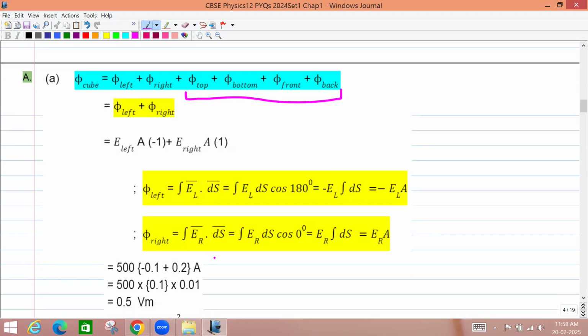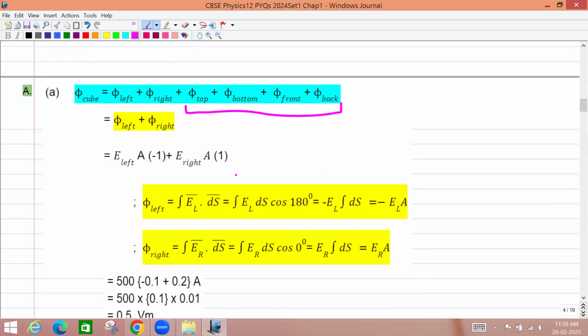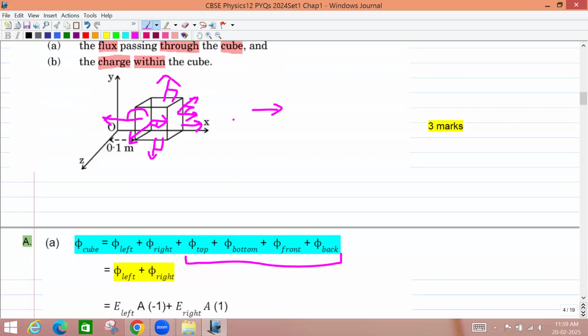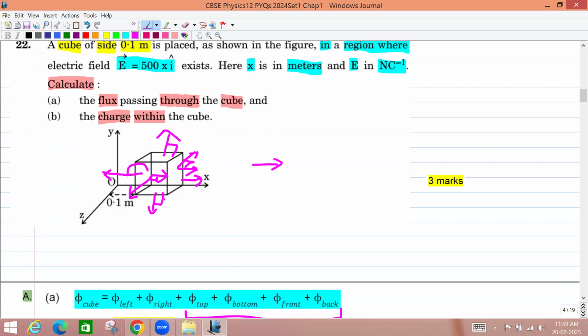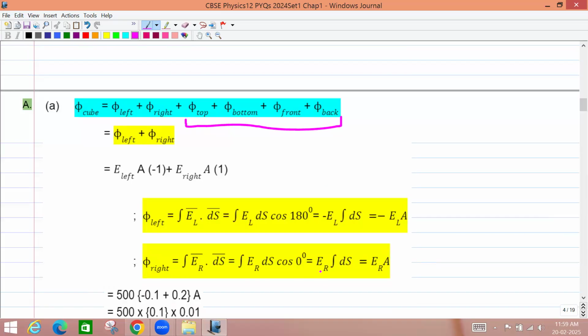Similarly, on the right face, the electric field is ER, which is towards right, and the area vector is also outward. So the angle between the electric field vector and the area vector is 0 degrees for the right face, cos 0, and ER, which is the electric field on the right face. For all the points on the right face, the x value is the same, which is 0.2, because the size of the cube is 0.1. So this is 0.1, this is also 0.1. So the value of x for all the points on this right face is 0.2. So that is uniform. So ER will come out of the integral sign.